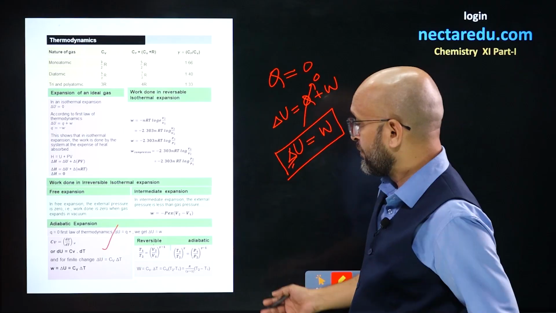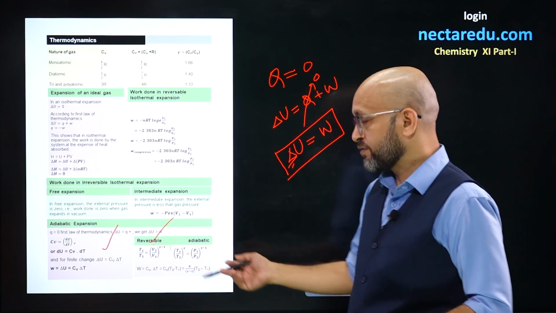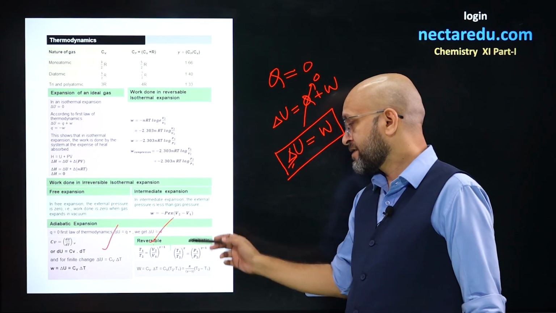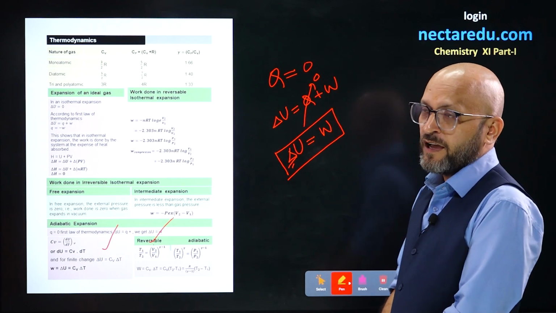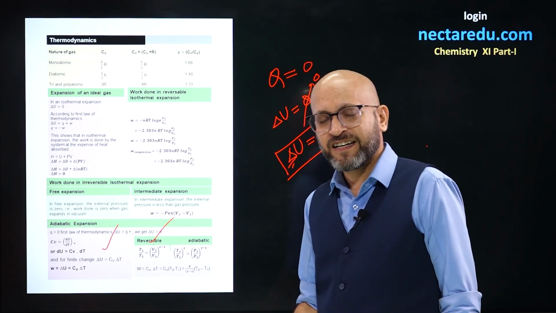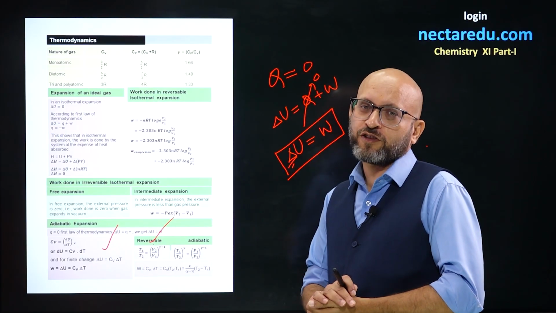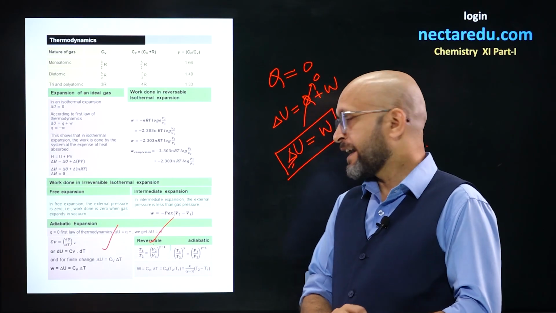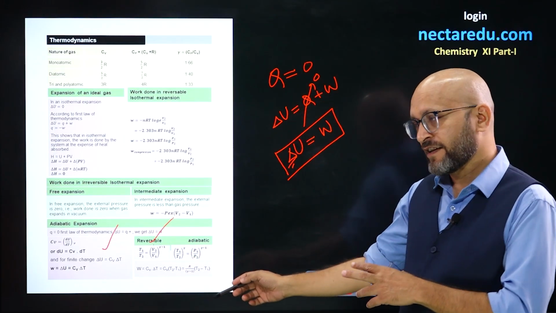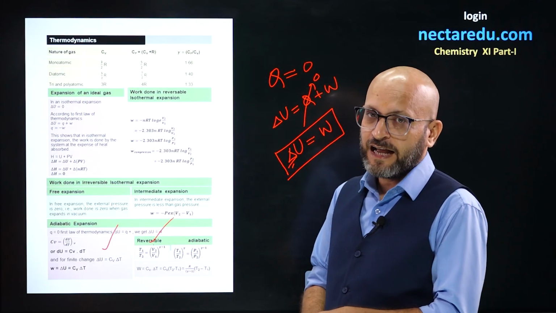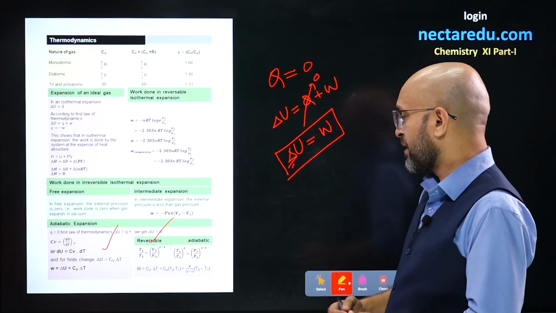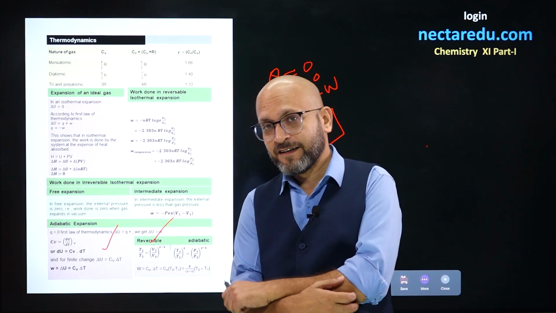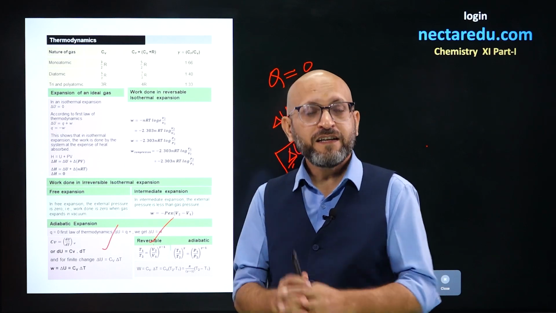And what are these? For a reversible process, T1 by T2 equals V2 by V1 to the power gamma minus 1. Similarly, we have another formula, T1 by T2 equals P1 by P2 raised to the power gamma minus 1 by gamma, which you can directly use for the calculation of adiabatic expansion problems. And work done you can calculate the same way, from the formula nCv delta T, or nR delta T by gamma minus 1, because the change is happening in temperature.